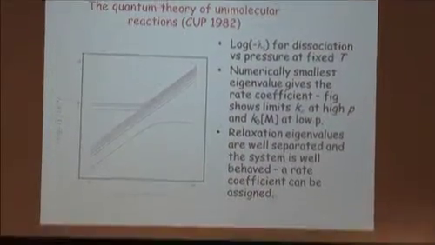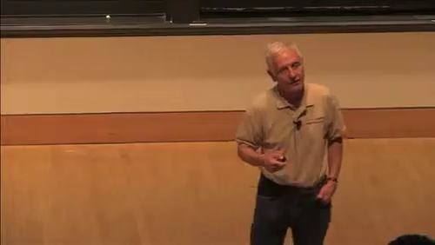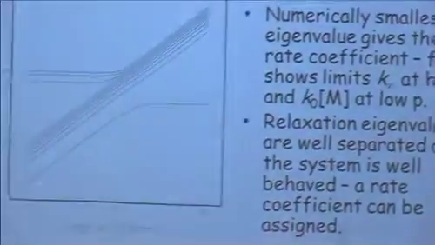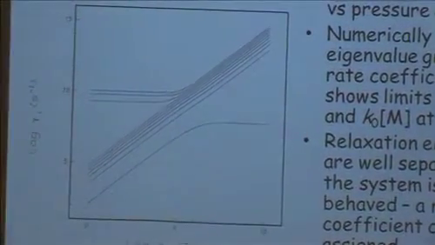So collisional energy transfer occurs rapidly. And what we're assuming in order to interpret this is that those collisional relaxation eigenvalues are significantly separated from this eigenvalue down here, which is the unimolecular rate coefficient. And as a function of pressure, that shows the standard behavior that we've discussed down here, going up to a limit, which is K infinity.